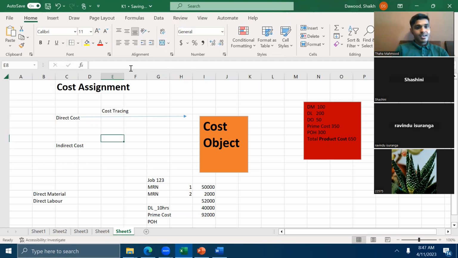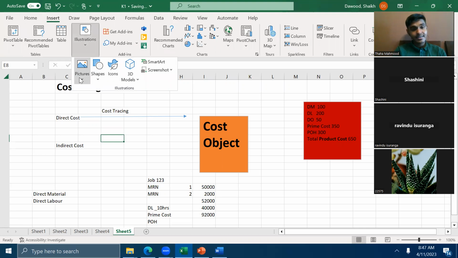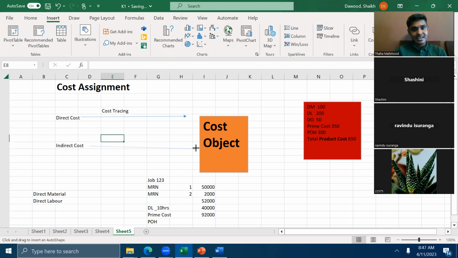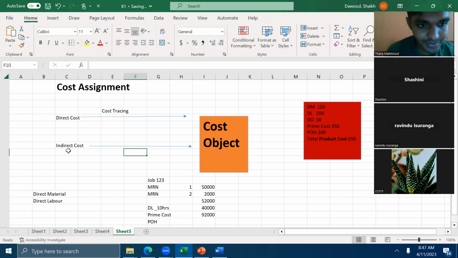All right, indirect costs by definition we cannot trace, so we have to deal with them in a different way. That's what this lesson is mainly about. How do we deal with indirect costs, more specifically overhead costs, production overhead costs.